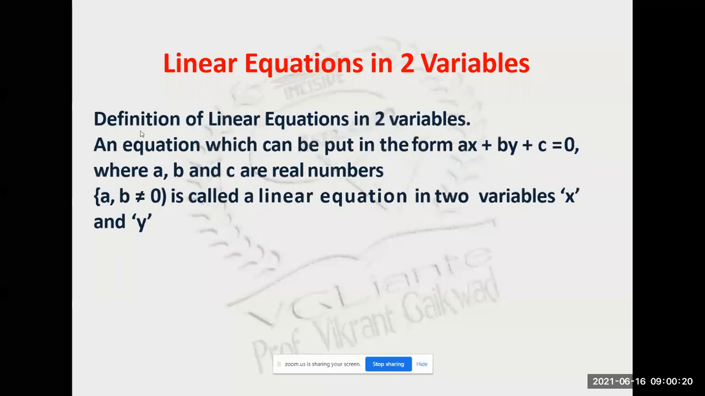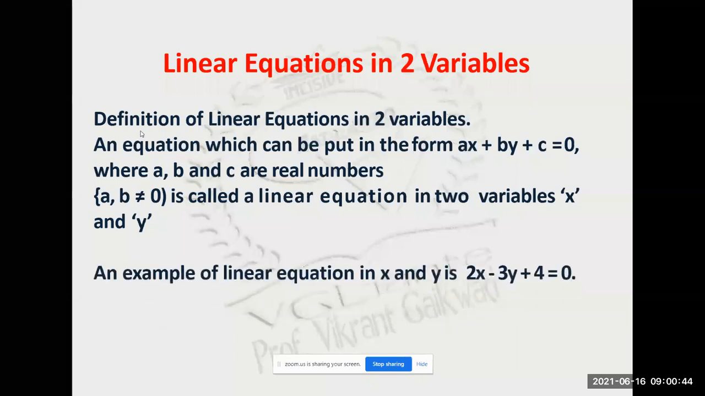Now here, check why we are taking a and b not equal to 0. Because if you take the value of a as 0 and multiply that with x, the value of ax is going to be 0. So you will not get any value for that. Understand? So a and b are not equal to 0. An example is x minus 3y plus 4 equals 0.